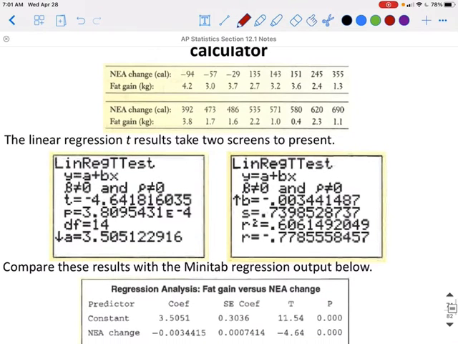The linear regression t result takes two screens to present, so you'll have two separate screens.